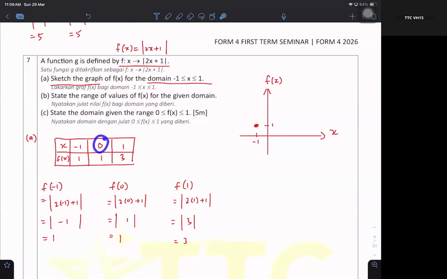Then 0, 1. The coordinate is here. Then next, the coordinate is 1, 3. 1 is roughly here, and then 3 roughly here. So here. Then you use your ruler.